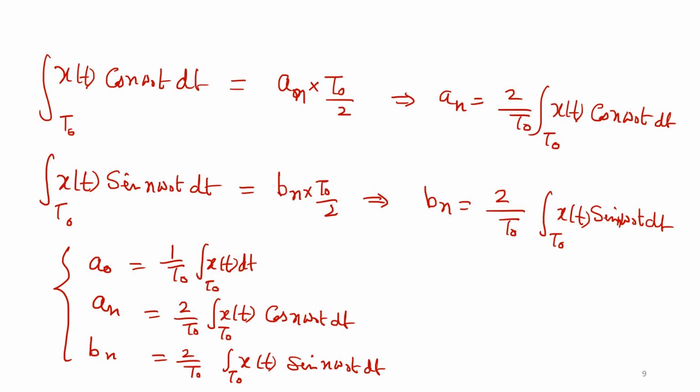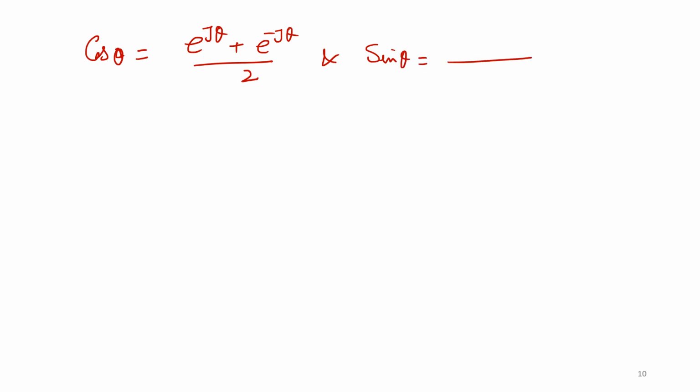Now, every signal, sine and cos, we can again rewrite in terms of exponential forms using Euler's theorem. So you know that cos theta is e to the power j theta plus e to the power minus j theta upon 2, and sin theta equals e to the power j theta minus e to the power minus j theta upon 2j. Okay.